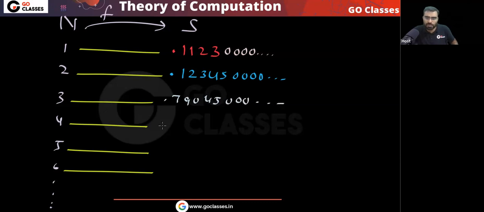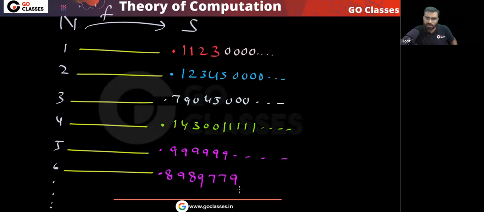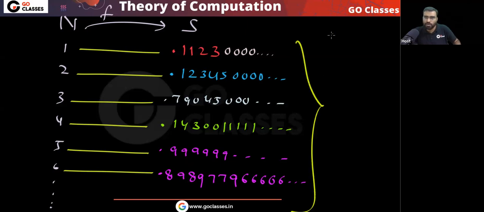Okay. You can also give me, for example, maybe like this 0.143011111 dot dot dot. Yes or no? You can also give me, for example, maybe 0.99999 and so on. Okay, you can also give me 0.898977, okay, 0.9666666 and so on. Okay, like this. Are you getting my point? You have given me some bijection. Now tell me what I will do. What is my purpose? This is the bijection you have given. We are assuming some arbitrary bijection, right?